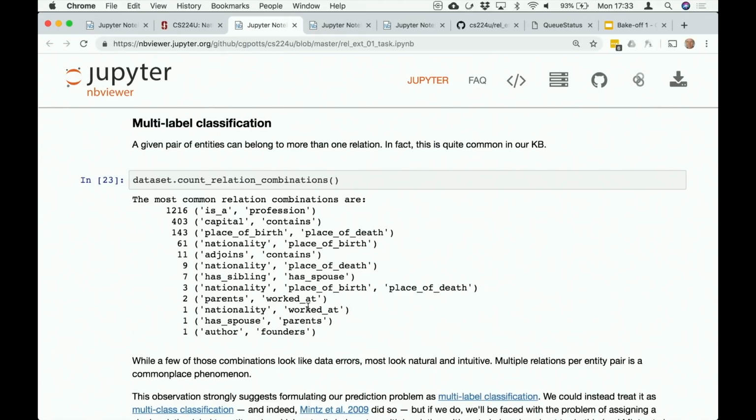When we go down further, there are some that are surprising. Has spouse and parents co-occurs at least once. Oh, this is interesting. Has sibling and has spouse. It turns out Cleopatra's not alone. There's at least 7 other cases where those two overlap. There's one case where we have 3 relations that overlap, nationality, place of birth, and place of death. I think that one makes sense. But this one looks like noise, parents and worked at. There's 2 examples of those overlapping. And I think that's just some kind of data error. I don't know what happened there, but I think that's noise.